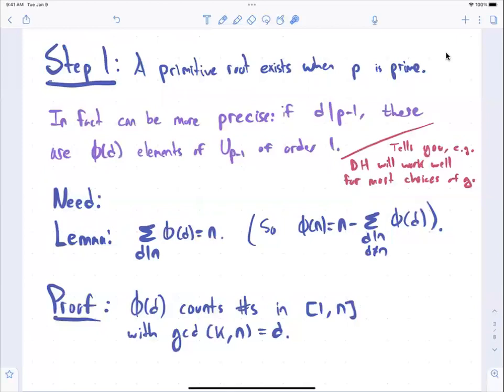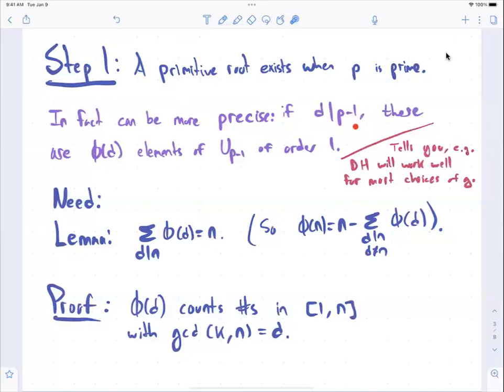In fact, we can be a little more precise, and it's useful to be more precise because it helps explain some important things related to cryptography. So we can say that if I take any divisor of p minus 1, so remember, a primitive root is an element of U_p, the units mod p, such that its (p minus 1)st power is 1, but no lower power is 1. In other words, an element of U_p of order p minus 1. But I'm just going to say more.